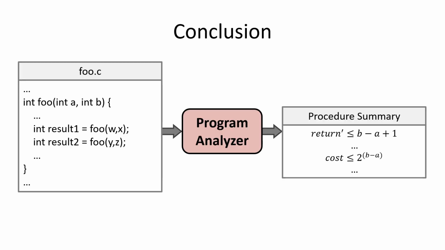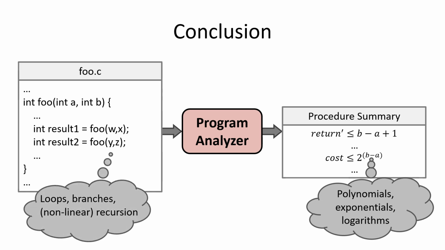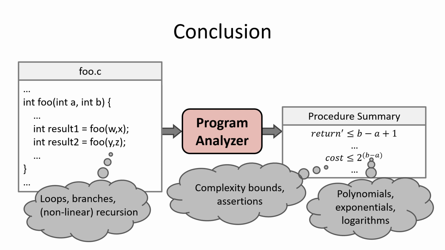In conclusion, I've described a new method for finding procedure summaries that combines elements of past template-based and recurrence-based methods. The method is able to find procedure summaries that include polynomial, exponential, and logarithmic relationships. It can analyze procedures having arbitrary combinations of loops, branches, and recursive calls, including nonlinear recursion. And the procedure summaries computed by the method are sufficiently precise to prove assertions and find complexity bounds.